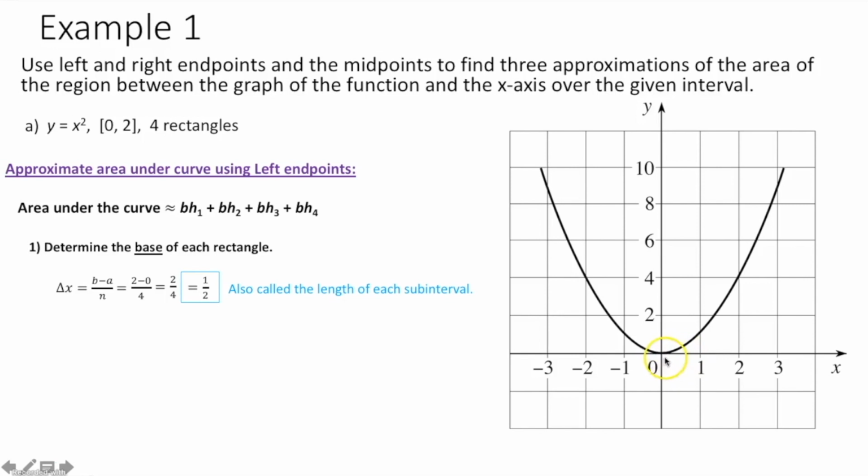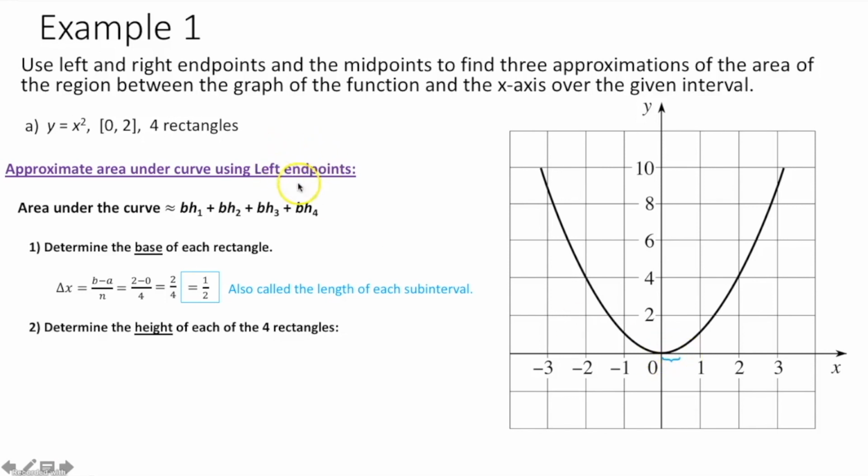Now, the subintervals, we're going to use those and look at the endpoints of those intervals in order to find the height of each of our rectangles. So to determine the height of each of the 4 rectangles, let's look at our first rectangle. That's going to be on the interval from 0 to 1/2 because that's the base of our first rectangle. The base of our first rectangle goes from 0 to 1/2.